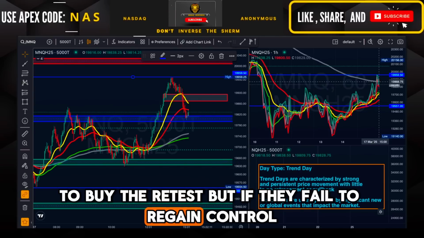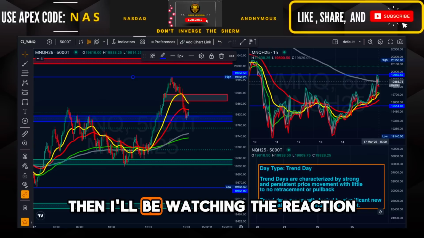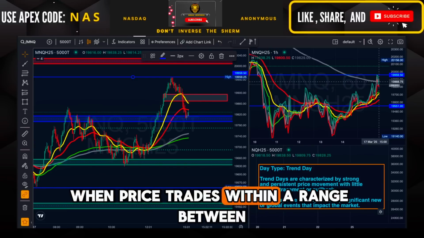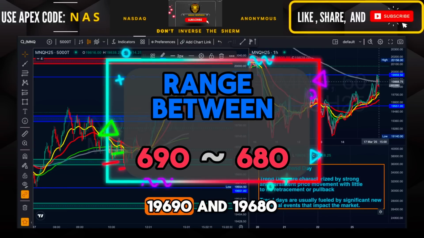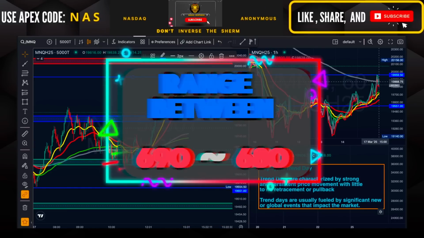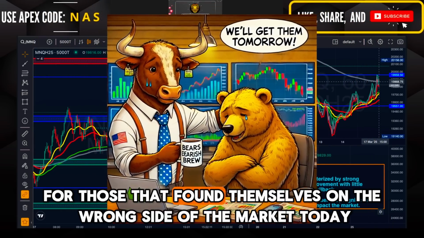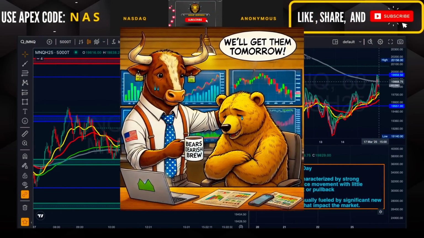But if they fail to regain control, then I'll be watching the reaction when price trades within a range between 690 and 680.